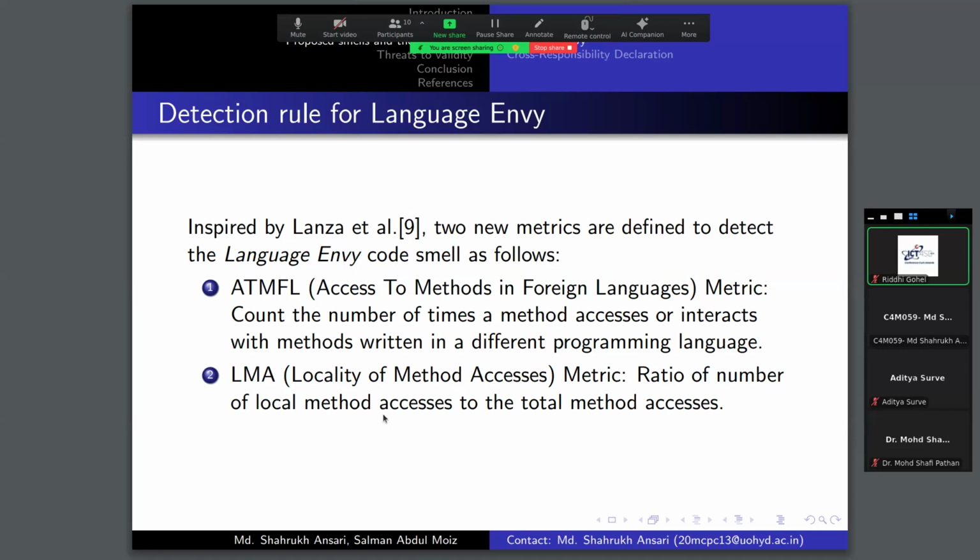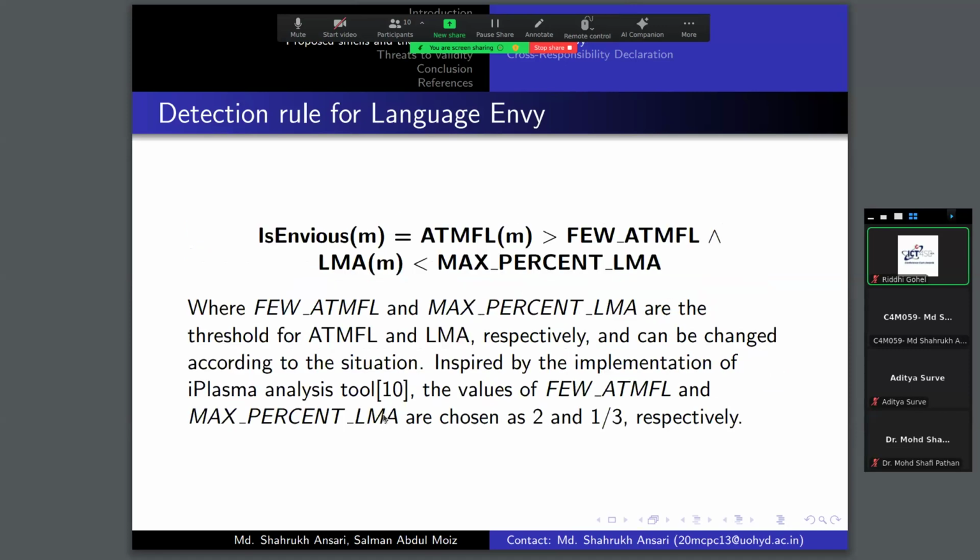method accesses. Okay, so this is the detection rule we propose: a source code is envious, meaning it is suffering from language envy, if the ATMFL, access to methods in foreign language, is greater than FEW ATMFL, which is a threshold that can be changed according to the situation, and LMA is less than MAX PERCENT LMA. Again, MAX PERCENT LMA is a threshold. We can change it accordingly, and taking inspiration from the iPlasma analysis tool, the values of these thresholds are taken as 2 and 1/3 respectively.